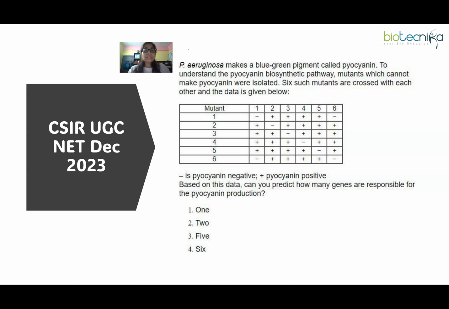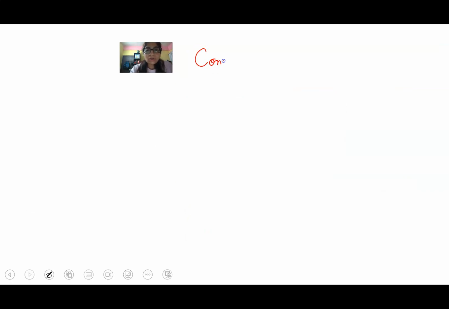Now the question which comes from complementation test will never mention in exact words that we are doing a complementation test. No, you have to find it out. How? The key will be to see whether two or more mutants are getting crossed, and then to find out whether the cross is producing the wild type phenotype or the mutant phenotype. Okay, because that is the theme of complementation test.